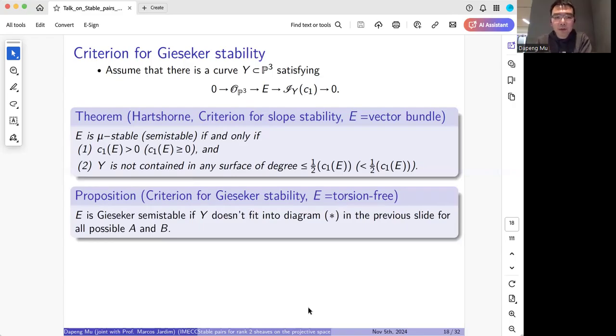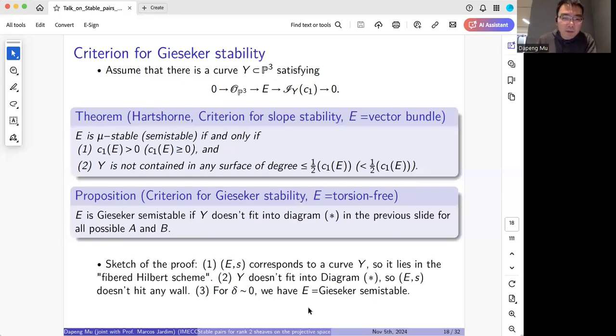So we have the following criterion. This E, in this case, can be torsion-free, not necessarily a vector bundle. Suppose E is a torsion-free rank 2 sheaf corresponding to a curve Y. Then the sheaf is Gieseker semi-stable if this Y doesn't fit into the diagram star in the previous slide for any possible A and B.